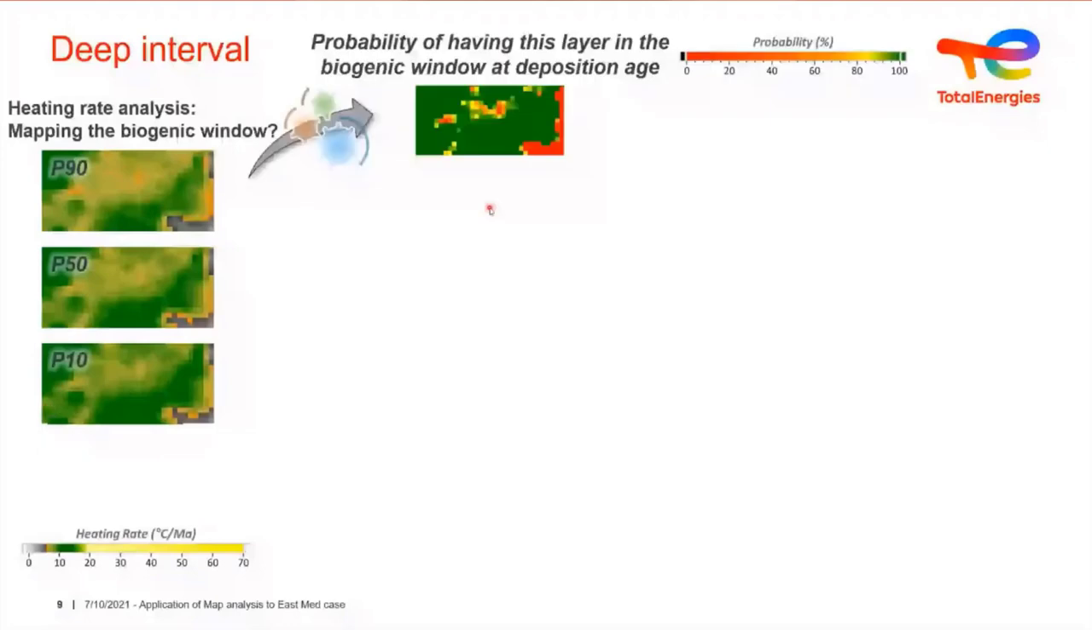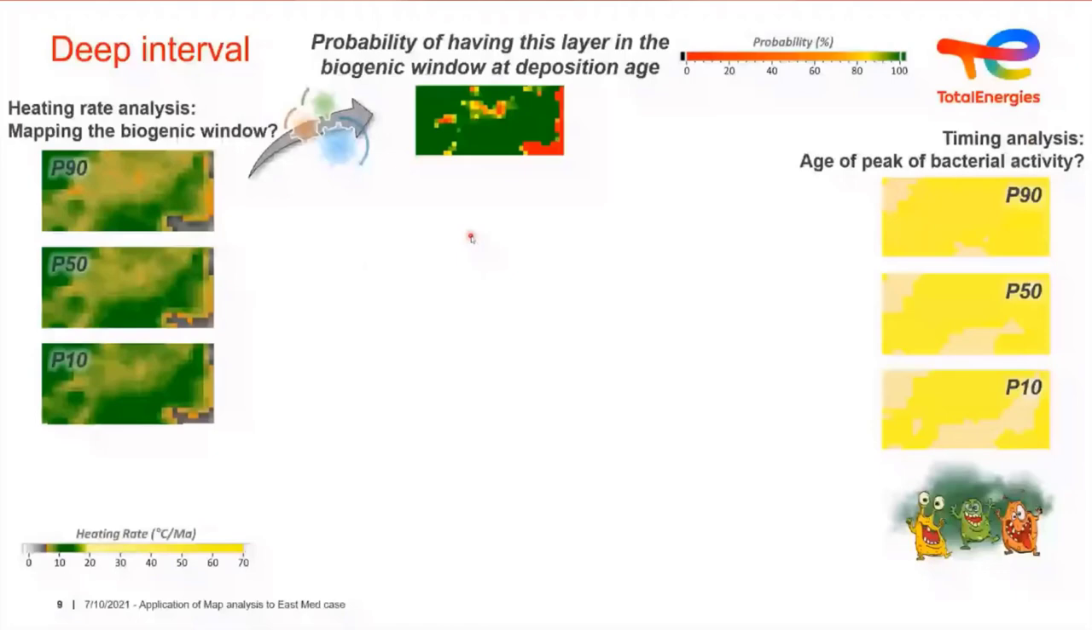So the analysis for a second area, here I don't show all the process before reaching this P10, P50, P90 maps, but it's the same exercise. We can compute the probability of being in the biogenic window at the time of deposition, and here you see that we are quite favorable throughout this area. In that case, because we are in a deeper layer, the Messinian crisis is less critical. So we just need to have an efficient seal at the time of the peak of bacterial activity.